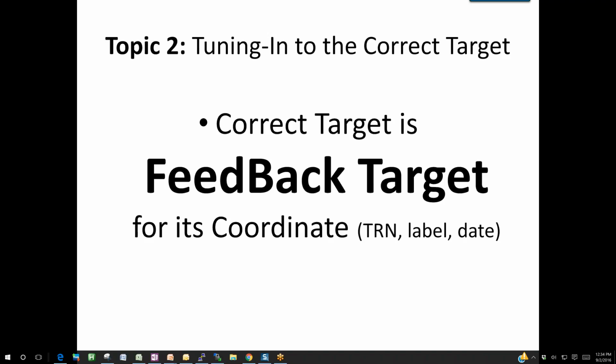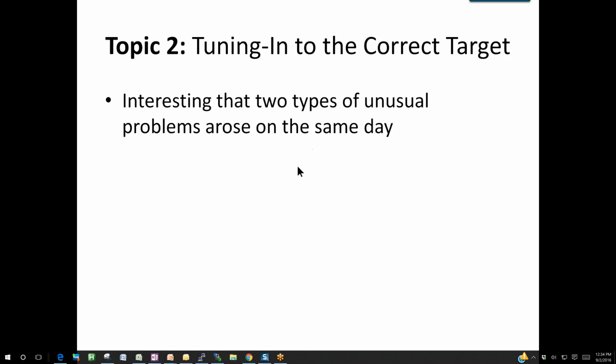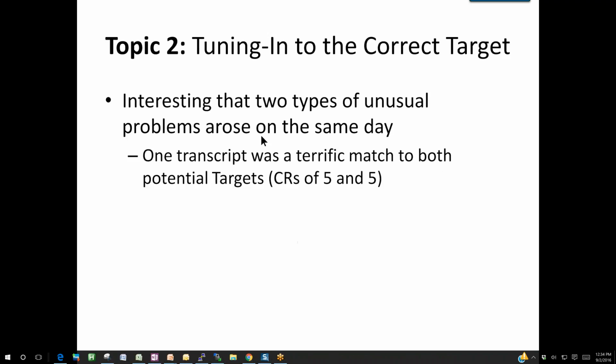But whatever it is, it's something which is clearly associated ultimately with the feedback target. It's the target that you're going after. Now, it just happened, and it's what motivated this particular section, that two things happened at the same time with two different people.